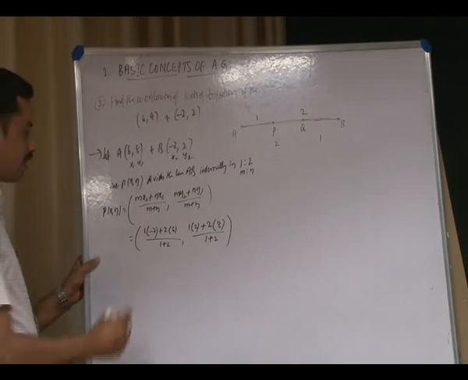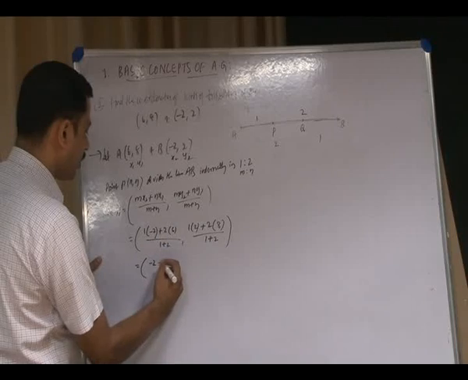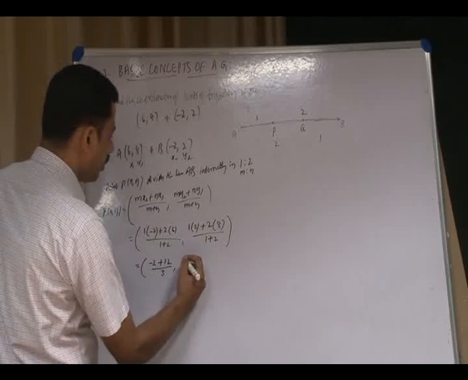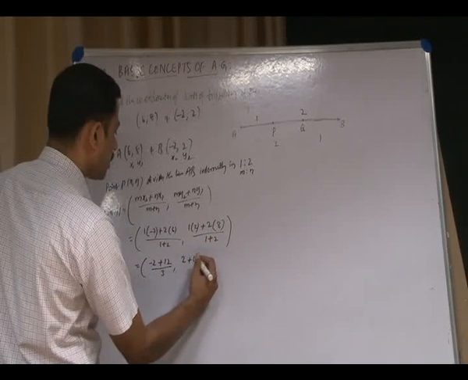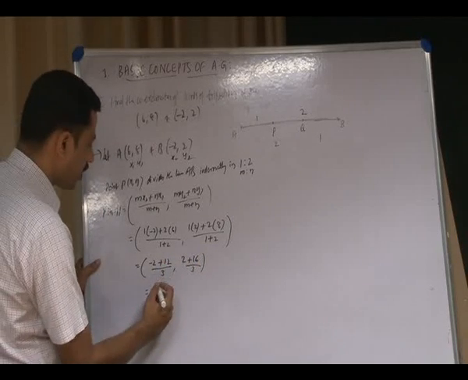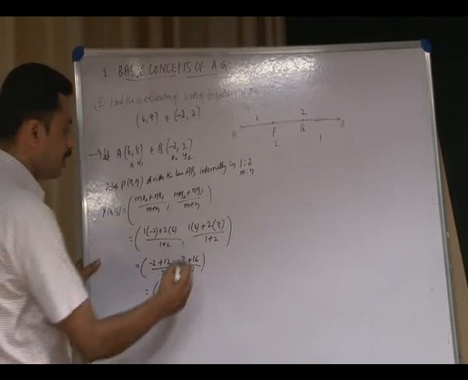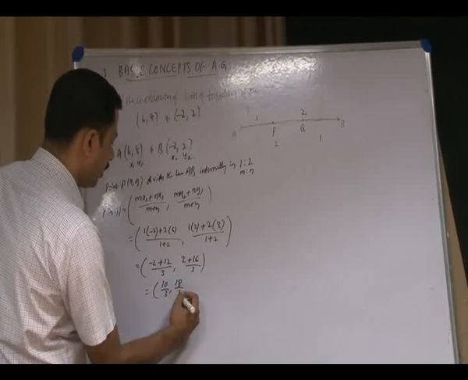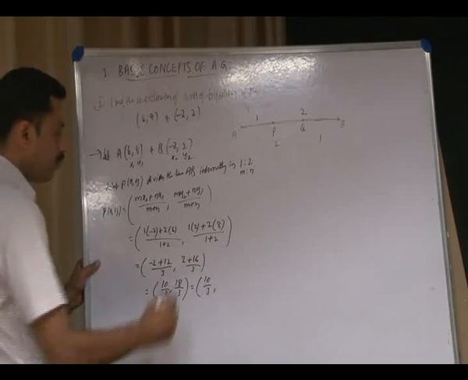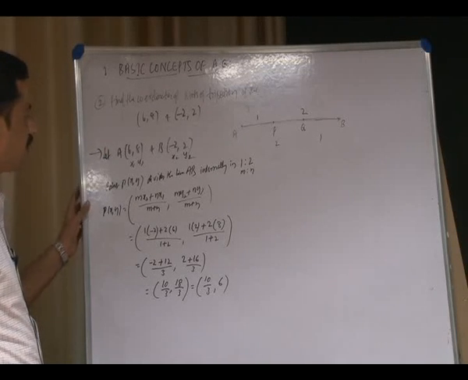So, by simplifying this, we get the coordinates of point P, that is 1 into minus 2 is minus 2 plus 2 into 6 is 12 divided by 3. Here 1 into 2 is 2 plus 2 into 8 is 16 divided by 3. Or you can write this as minus 2 plus 12 is plus 10 divided by 3. Here 2 plus 16 is 18 divided by 3, or it can be written as 10 by 3 comma 18 by 3 is 6. So, 10 by 3 comma 6 is the coordinates of point P.